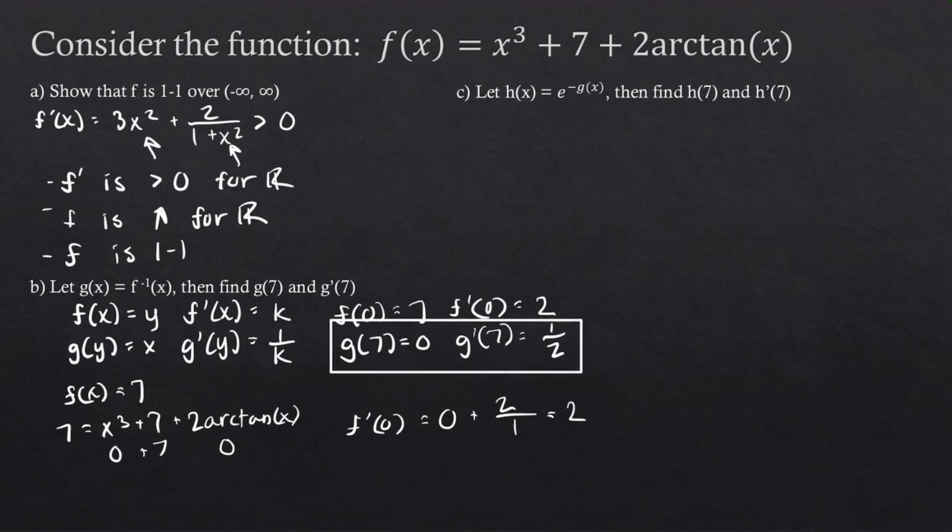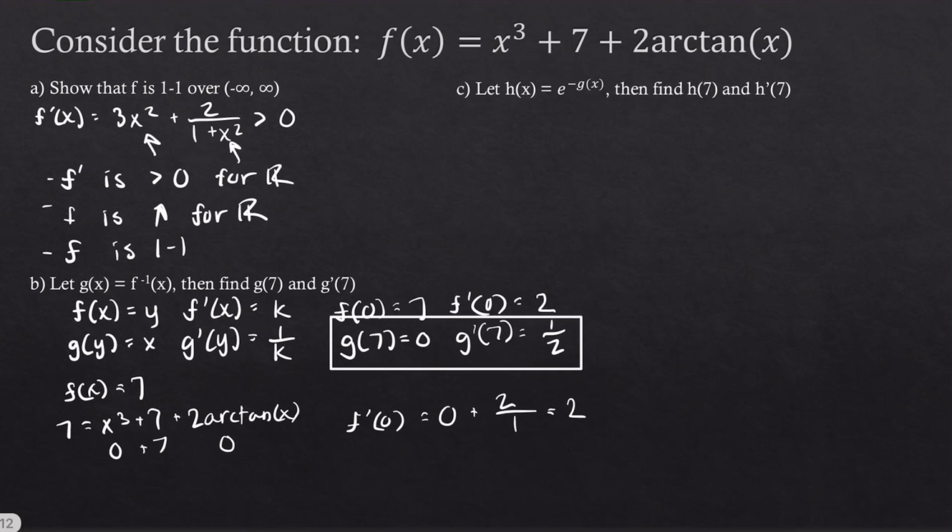And then lastly, this is kind of a trickier part of the question, but we are going to say that h of x is equal to e raised to the negative g of x. So to find h of 7, that won't be too difficult because we already know what g of 7 is. G of 7 written down here is 0, so this will be e to the negative 0. Anything to the 0 is 1.